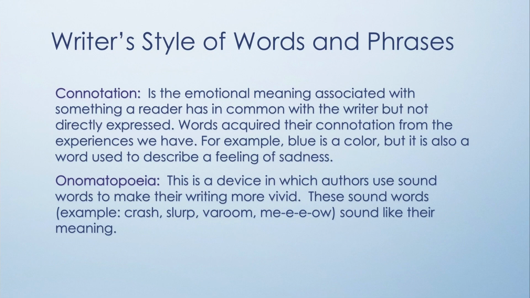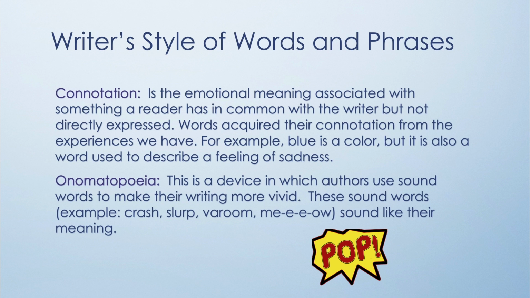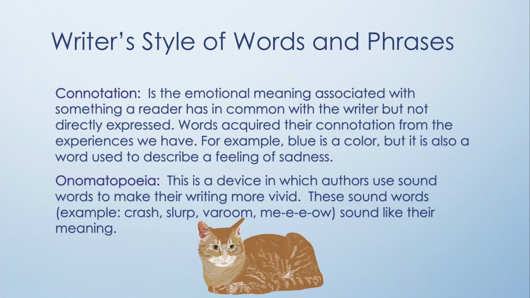Writer's style of words and phrases. Connotations is the emotional meaning associated with something a reader has in common with the writer, but not directly expressed. Words acquired, there are connotations from the experiences we have. For example, blue is a color, but it is also a word used to describe a feeling of sadness. Onomatopoeia. This is a device in which authors use sound words to make their writing more vivid. Example, crash, slurp, vroom, meow, sound like their meaning.